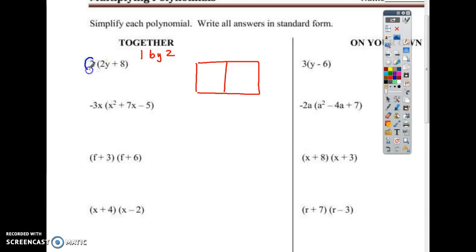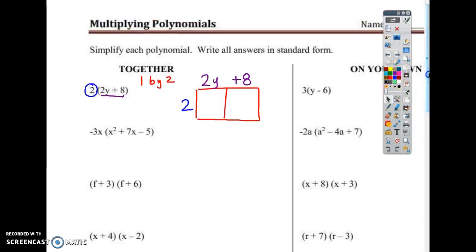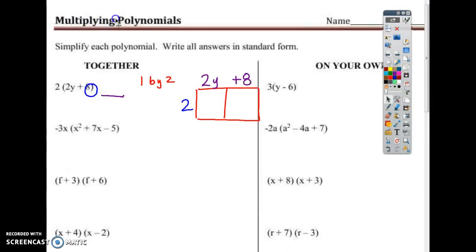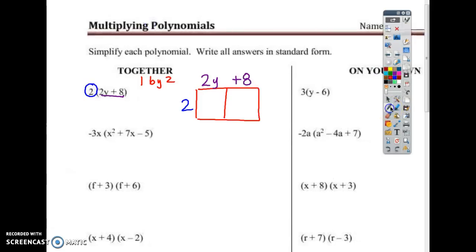This is one term, right? So that goes on the one side, so that's a 2 right there. And then the inside has 2 terms, so that goes right here. That's 2y. The plus goes with the 8, so plus 8. Okay? So are you okay setting it up? Then all you have to do is multiply. The worksheet says multiplying, so we are going to multiply.